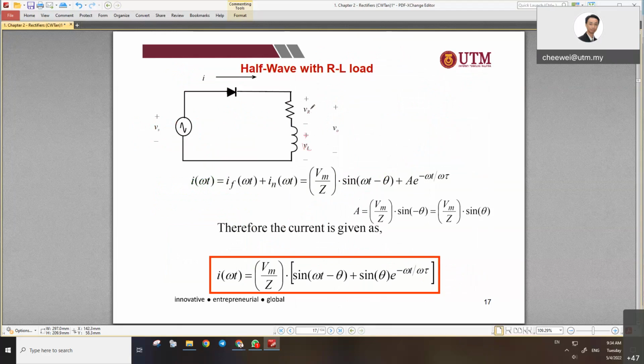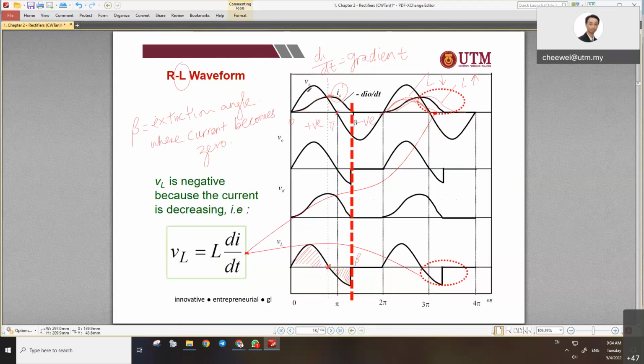But then our load has VR and VL. They are in series, so we have to sum them up. Come back to the story of VR. Just now we said that V equals IR only, right? R always follows the waveform of the current. So if the current is this wave, the voltage drop of R is the same. It follows the waveform of I out.